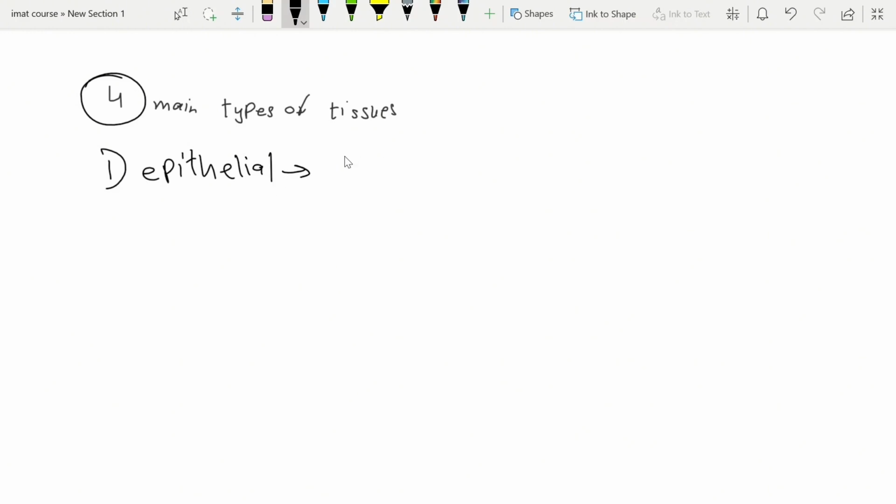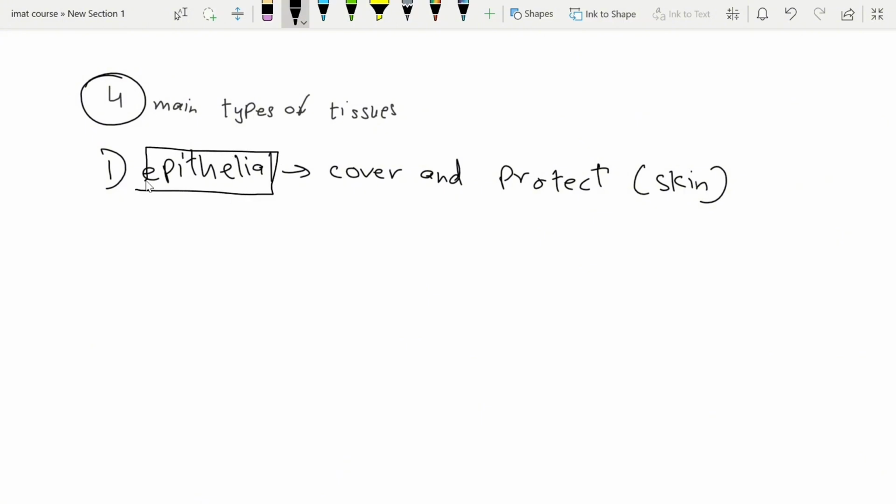Its job is to cover and protect your cells. An example of this is your skin. Your skin is covered with epithelial tissue. We'll talk about this in a separate video because epithelial tissues have a lot of different types and it is a whole different topic. So, moving on, the second type is called the nervous tissue.